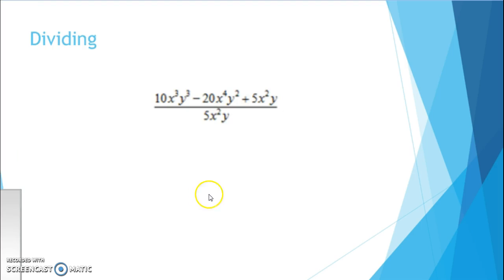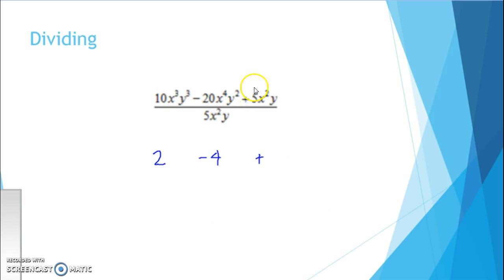So sometimes you don't have to use either because it's a polynomial divided by a monomial, which is only one term, and if that's the case, then we can just divide that term into all of our terms that are on the numerator. So for example, 10 divided by 5 is going to be 2. Negative 20 divided by 5 is going to be negative 4. And then 5 divided by 5 is going to be 1. So we're going to have plus whatever variables.